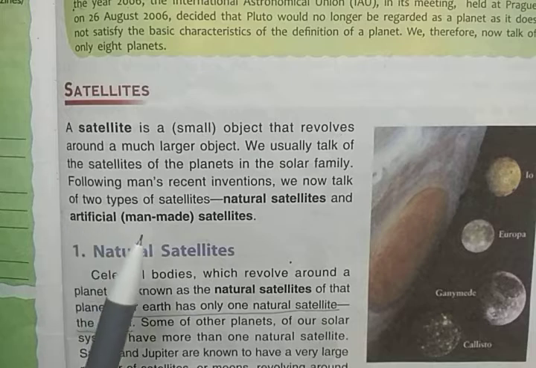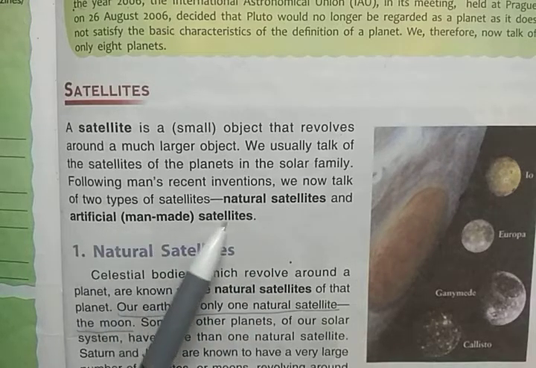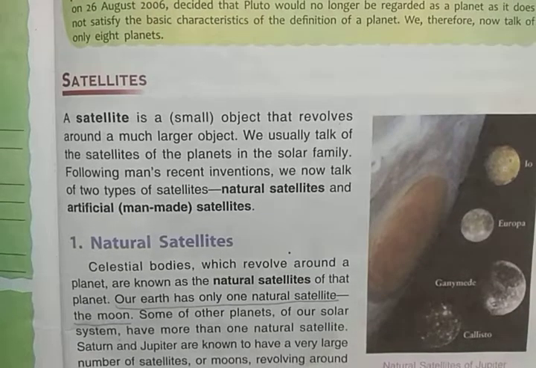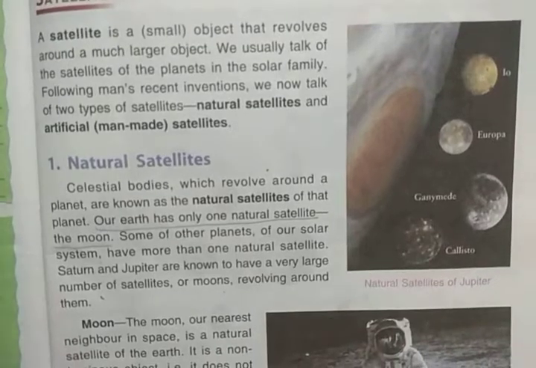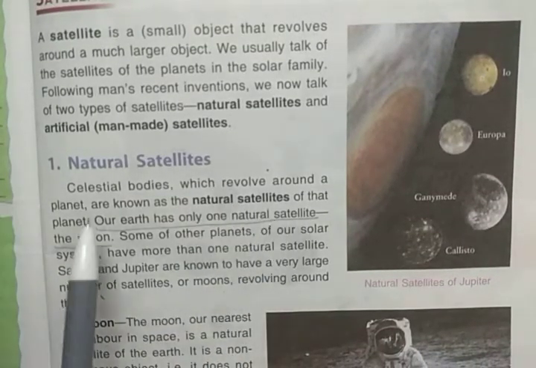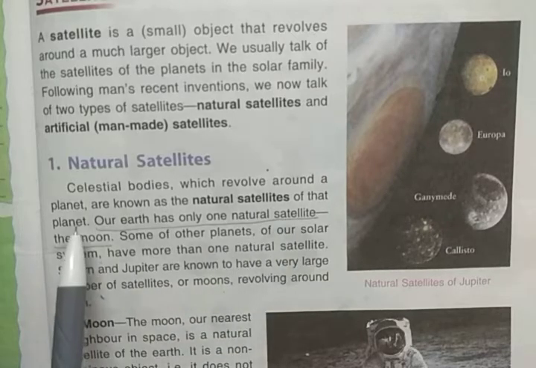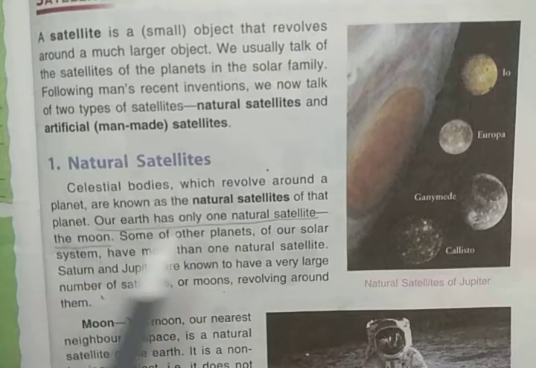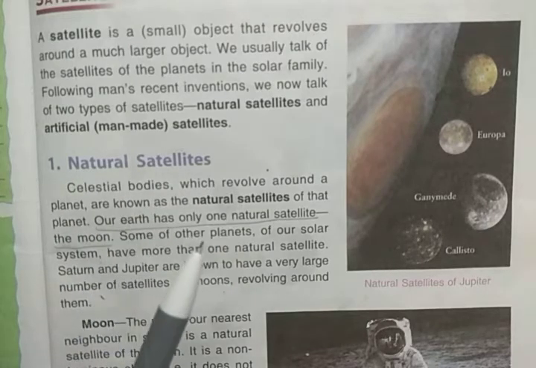So we have two types of satellites, that is natural satellites and artificial satellites. We have discussed about the natural satellites. Celestial bodies which revolve around a planet are known as natural satellites of that planet. So celestial bodies जो planet के चारों ओर revolve करती है, that is a satellite.